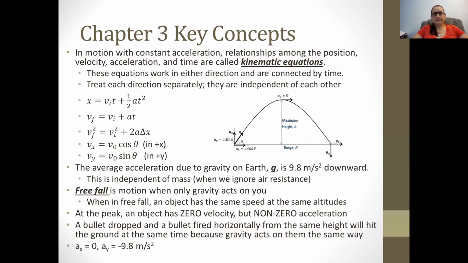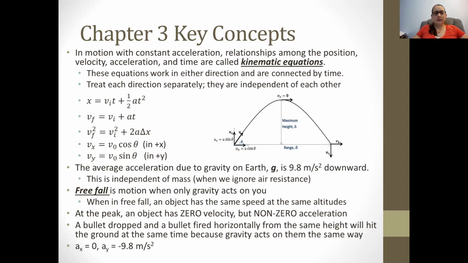All right, chapter 3, again, motion, but now in multiple dimensions at the same time, sometimes called projectile motion. So with motion that has a constant acceleration, the relationships between position, velocity, acceleration, and time, those are called the kinematic equations. Remember, kinematic means of motion. So these are the equations of motion.